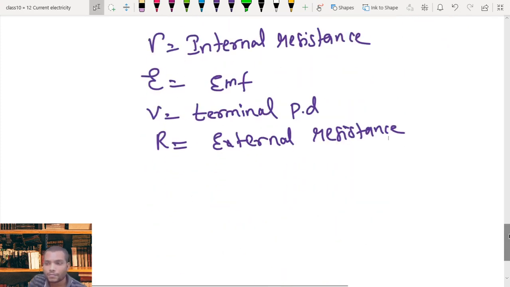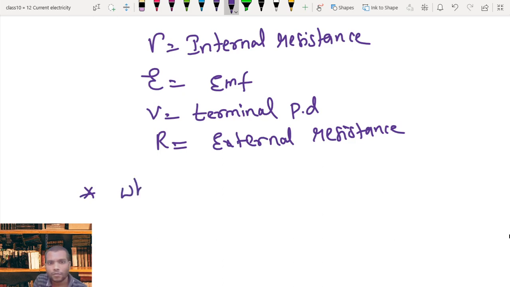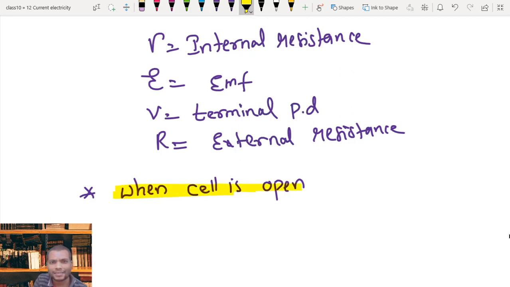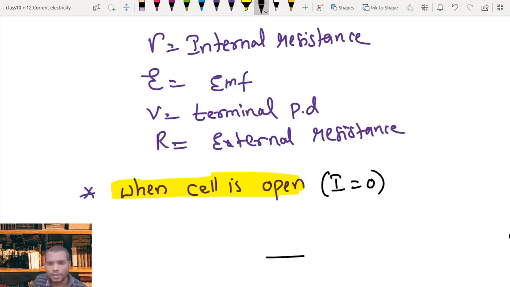Now let us see a special case. That special case is when the cell is open. When the cell is open, it means no current is drawn from the cell. Open circuit means no load is connected. So when the cell is open, I can mention that I equal to 0. So in my circuit, I can draw only this much. There is no external load, only the cell is present.